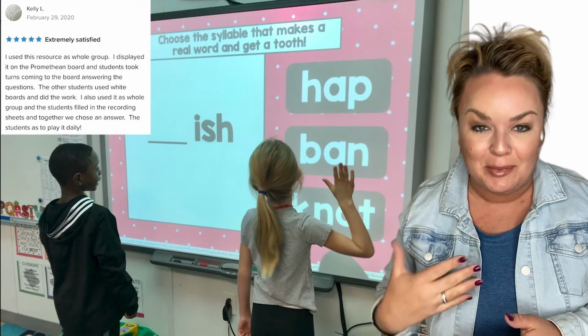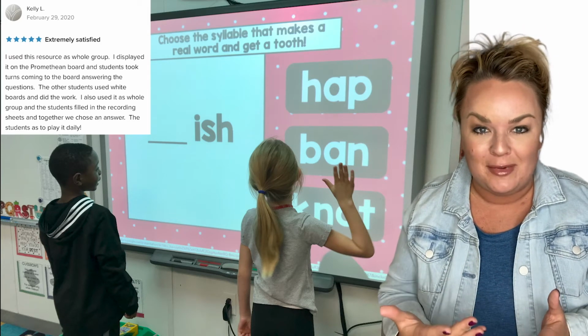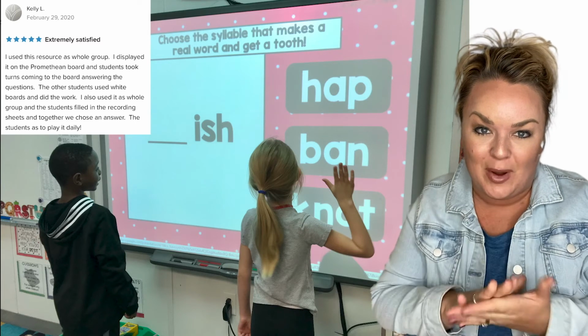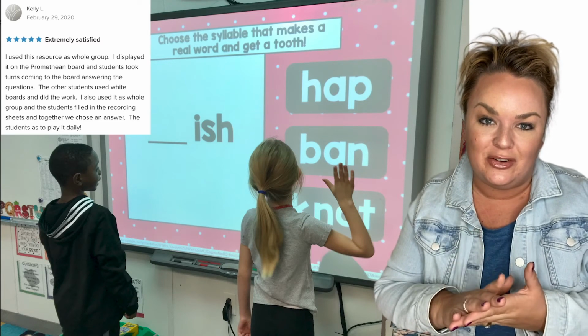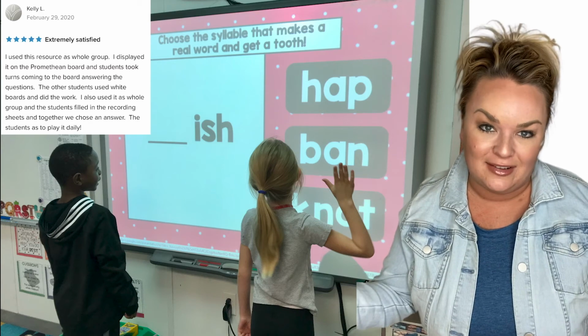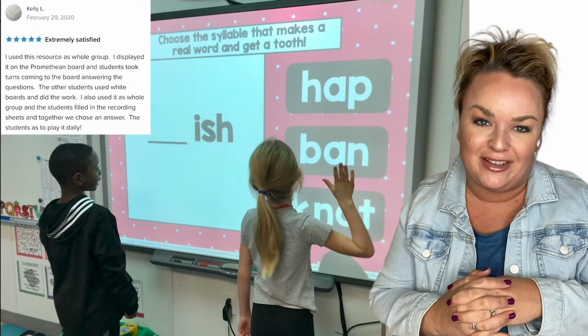sets and she displays them on the smartboard or the Promethean board, and then her students will answer the questions on their whiteboard, and then she chooses one student to go up and answer the question there, and that's the whole class's opportunity to check to see if they had the correct answer on their whiteboard.